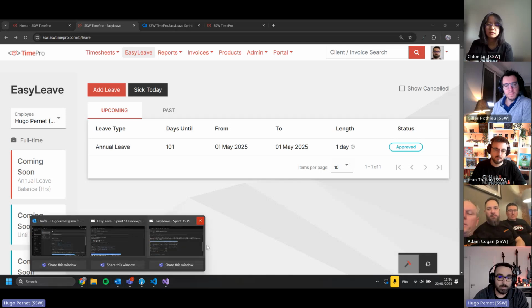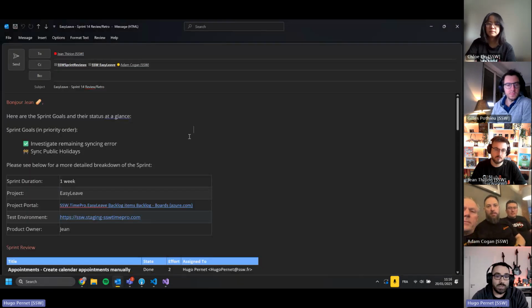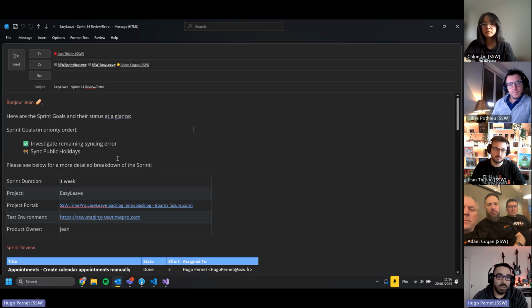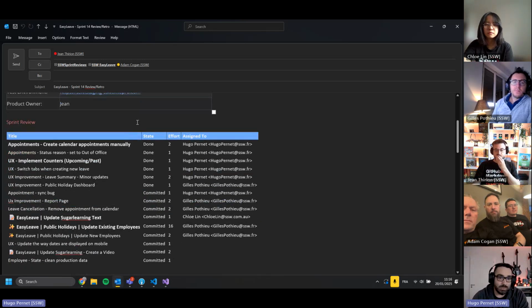Let's jump into the summary email. For this sprint, we had two goals. The first one was to investigate a remaining syncing error we had between CRM and Exchange, and we found a solution. We just need to test it now, and we also worked on syncing the public holidays for everyone. Let's have a look at our backlog for this sprint.